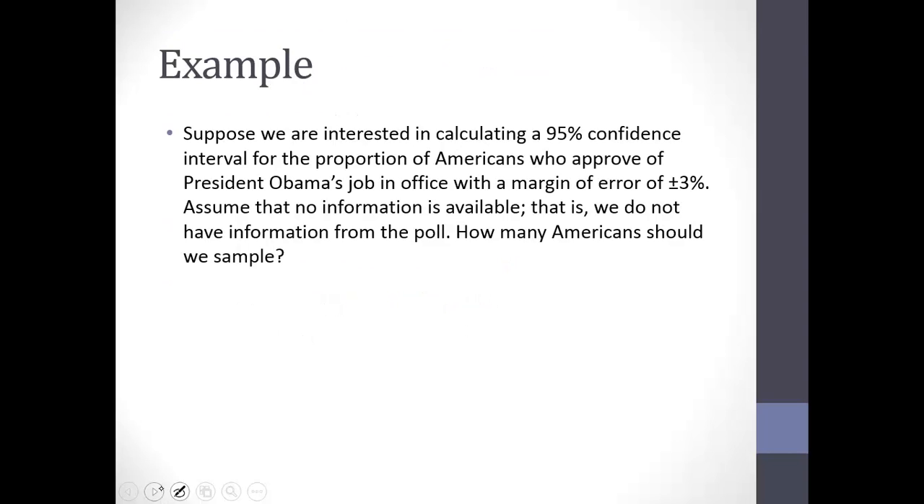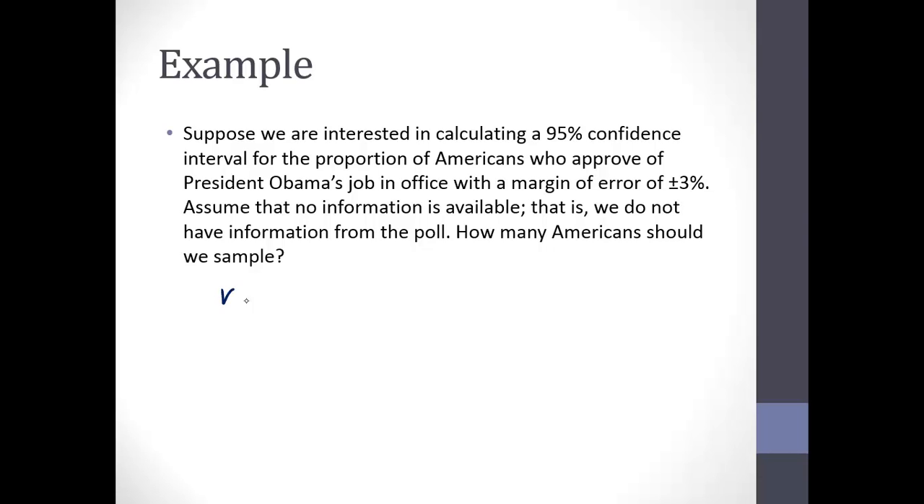Okay, so let's actually do this and see if we can apply this idea. Suppose we want to calculate a 95% confidence interval for the approval rating of Obama. We want to estimate that within plus or minus 3 percentage points. So I want to do a poll or a survey to estimate this, and I want to make sure my answer is within plus or minus 3 percentage points. Assuming that I have no information, how many people should I sample in my poll here?